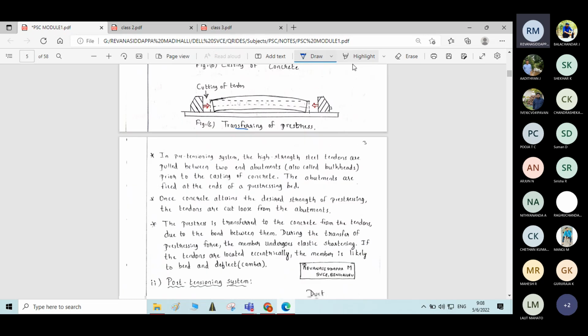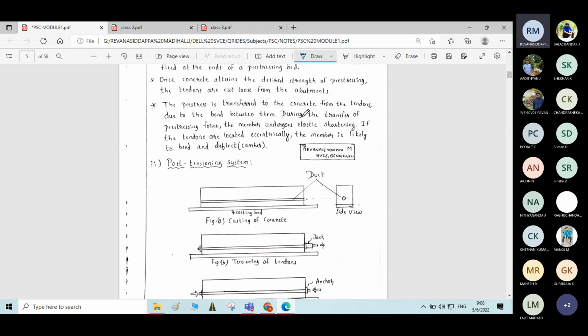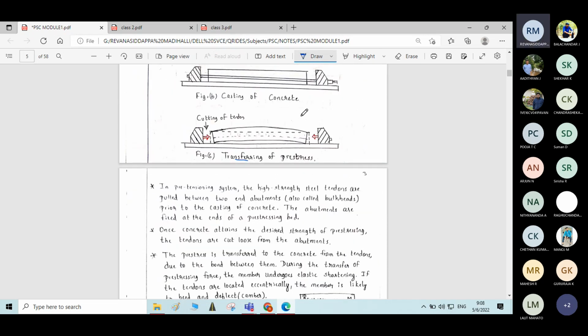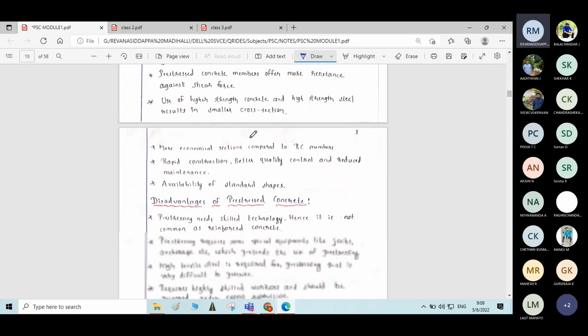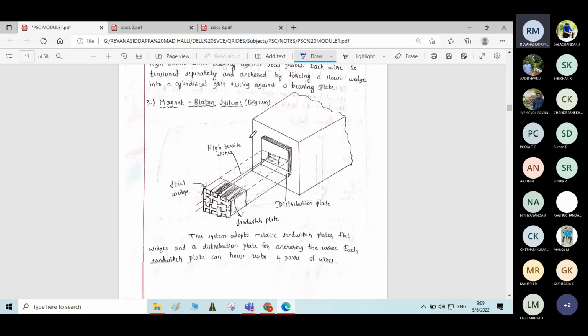Correct. So at this condition, he says that the tension is 0. So where is the tension taking place now? At the transfer condition, the tension is taking place at the top fiber. You can see, okay, tension is taking place at the top fiber. Therefore, at top fiber, you know the formula for finding the resultant stress. What is the formula for finding the resultant stress?